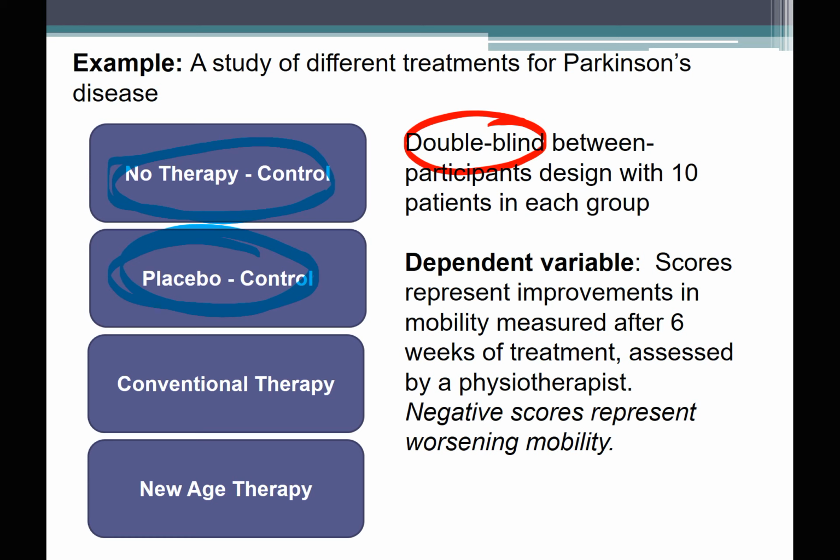Then we have some sort of conventional therapy, what's usually used with the patients of Parkinson's, right? And then they have some new age therapy. Maybe they have something with like crystals or essential oils or something that they think may have an effect, and they want to see, does this new age therapy help to treat Parkinson's disease? Okay. So we want to see all these different things.